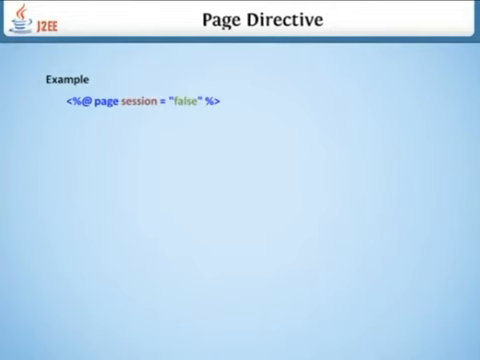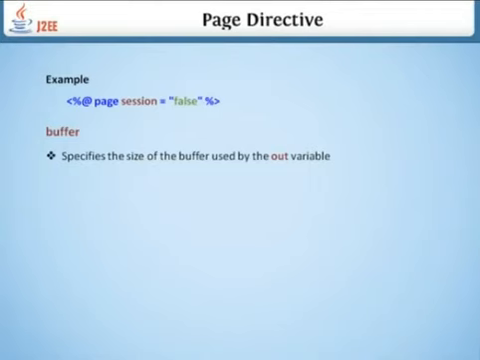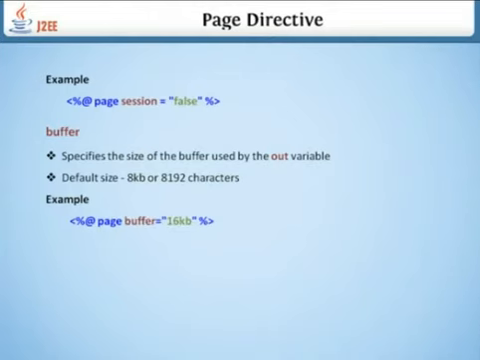Next one, buffer. It specifies the size of the buffer used by the out variable. The default size is 8 KB or 8192 characters. Example: page buffer equal to 16 KB. If you don't want to use the buffer, specify the buffer value as none.